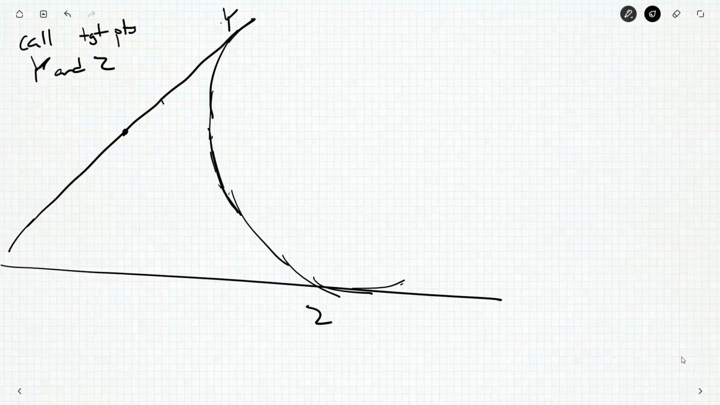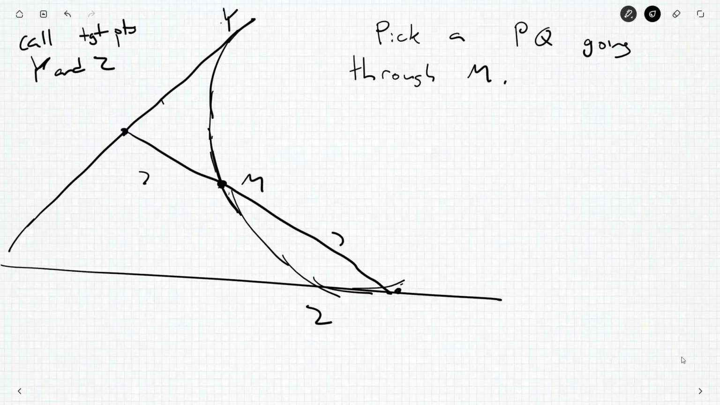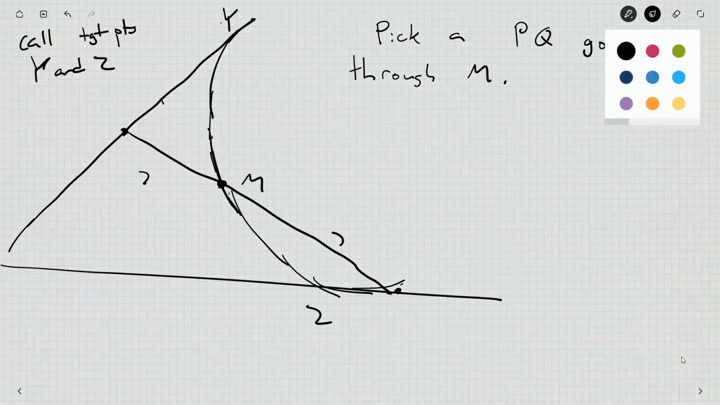So we've got A and B out here, and okay, so we've got M, and it sort of looks like this. It's not exact. Whatever. Now pick a line PQ, I guess, going through M. If it's not the tangent, the tangent has to give us the minimum.